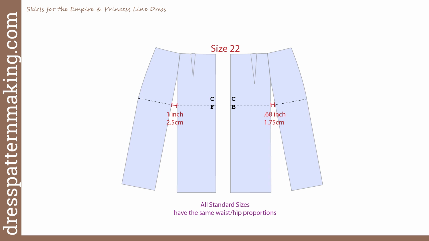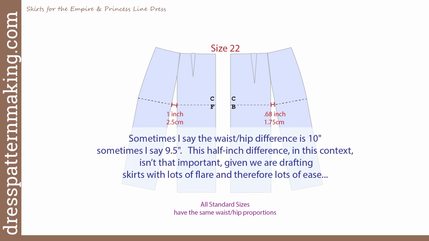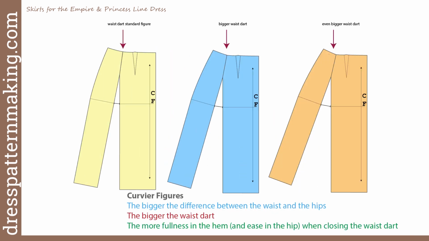And the reason they will end up with the same amount of ease is that the standard sizes have the same waist to hip proportions. And all sizes have 9.5 inches difference between their waist and hip. Now, of course, if you have a different waist to hip proportion than the standard figure, then you're going to end up with a different amount of ease there.